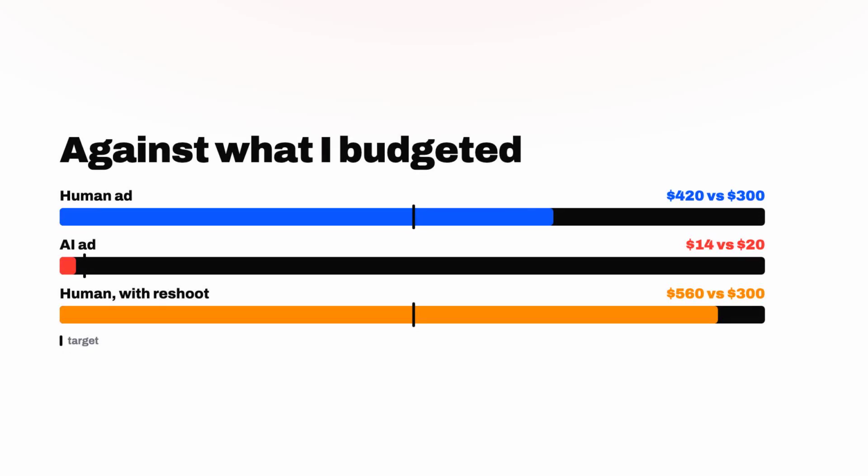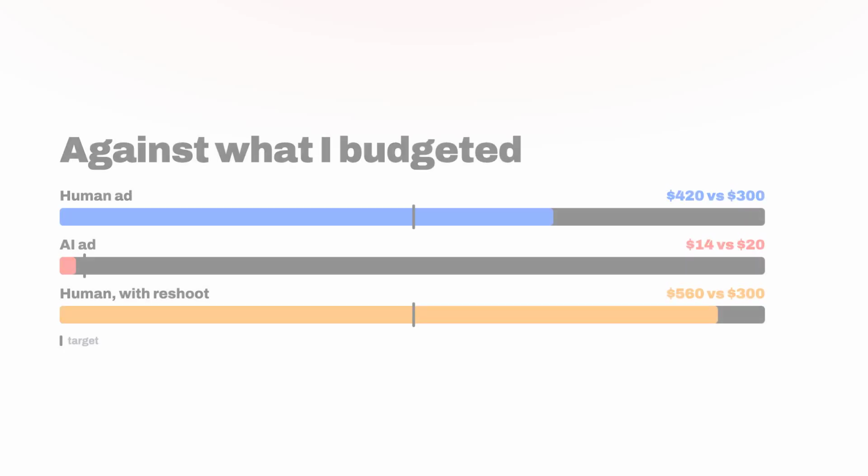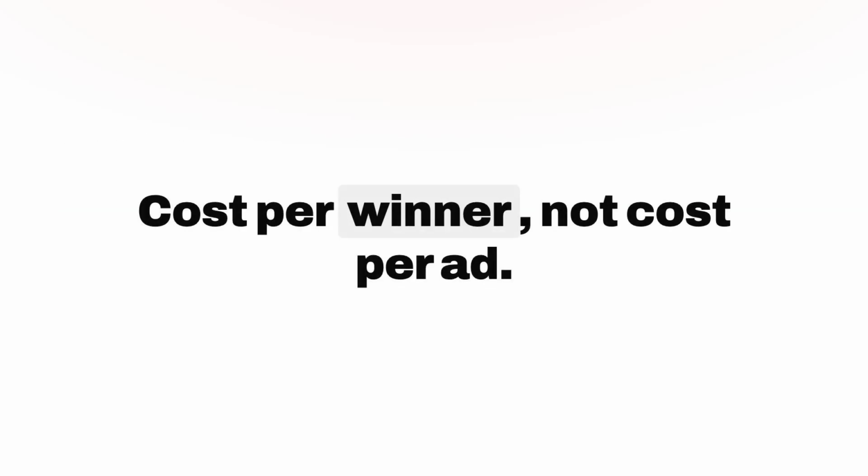The human route always overruns, because revisions always happen. That's not a criticism, it's just filming. This is the number nobody quotes. What did it cost to find one ad that actually worked? That's the only cost that pays your salary.